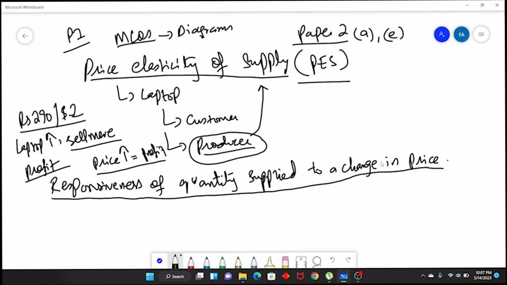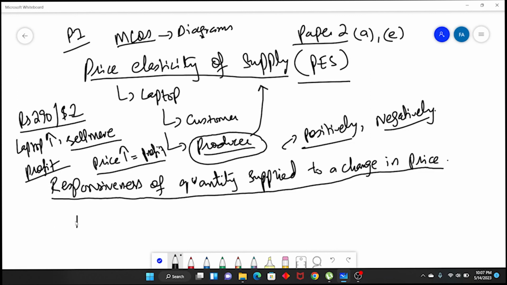So this is what the examiner is also telling you here. Price elasticity of supply means responsiveness of quantity supplied to a change in price. Maybe your quantity supplied might respond positively, or your quantity supplied might respond negatively. So you need to just understand these things. What do I mean by positively, or what do I mean by negatively? With the passage of time, I'll introduce this.